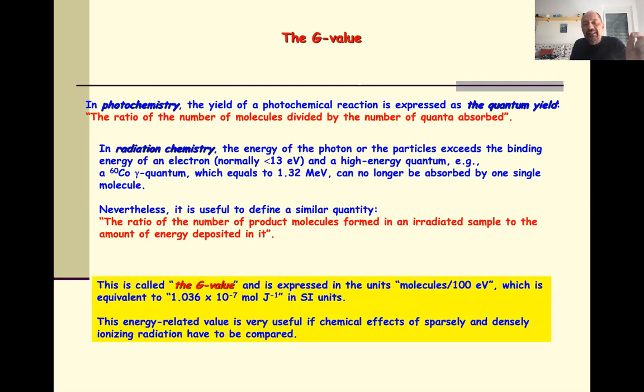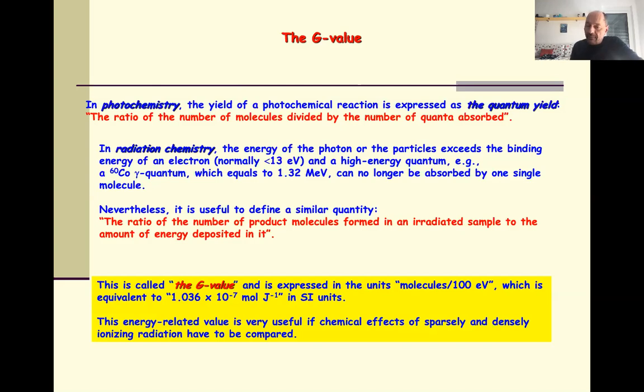So we cannot really define the G value in radiation chemistry in the same way you define it in photochemistry, but still you can say that this is the ratio of the number of product molecules formed divided by the energy deposited in it. So you define in radiation chemistry the G value as how many molecules of a given type you produce per energy. And generally the unit, not the SI unit, is molecules per 100 electron volt. That's the most common way to express the G value. This means in SI units, this is 1.036 times 10 to minus 7 moles per joule.